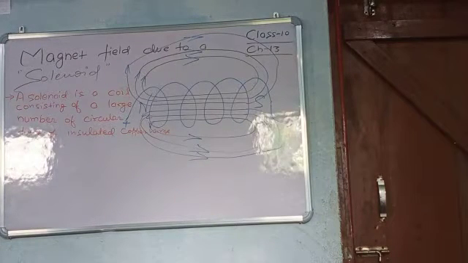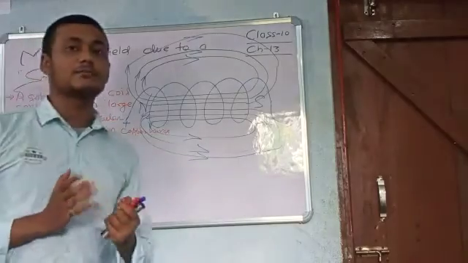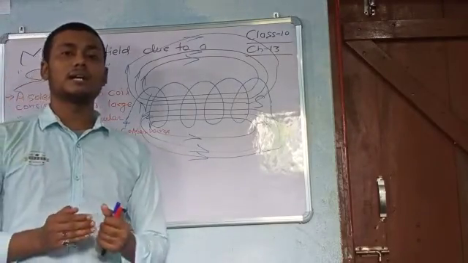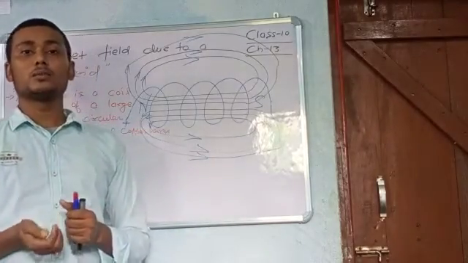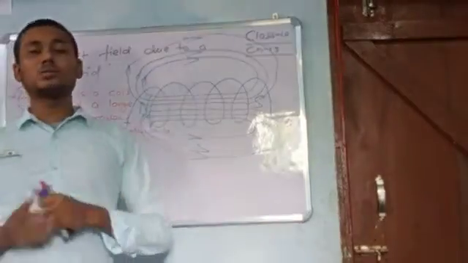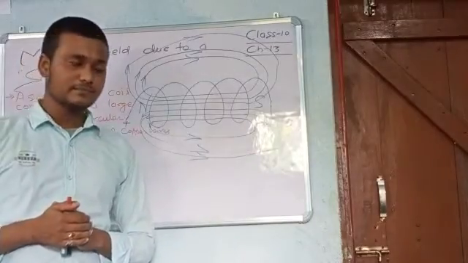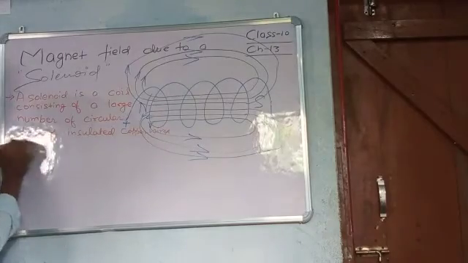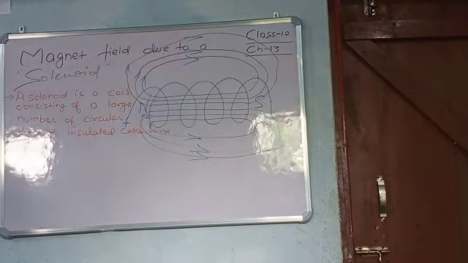The field lines inside the solenoid are parallel to each other. Thus, the strength of the magnetic field is the same, uniform, at all points inside the solenoid. So the strength of the magnetic field inside the solenoid is equal because the lines are parallel to each other. This is all about the concept related to solenoid.